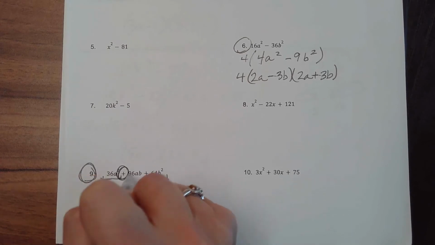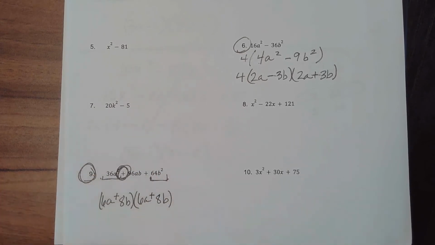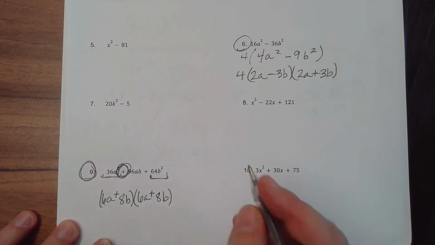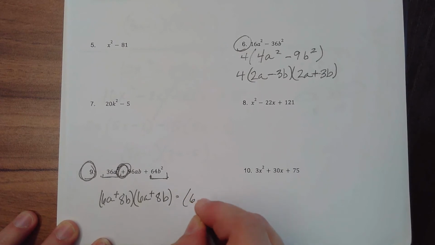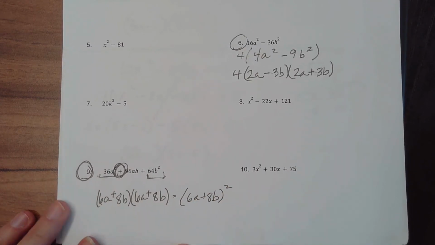So whatever this middle sign is what you put inside here. So in this case, it's 6a. It's like the same parenthesis twice. You might see it written like this, 6a plus 8b squared. It means the same thing.